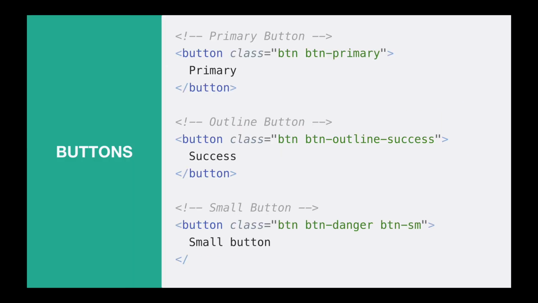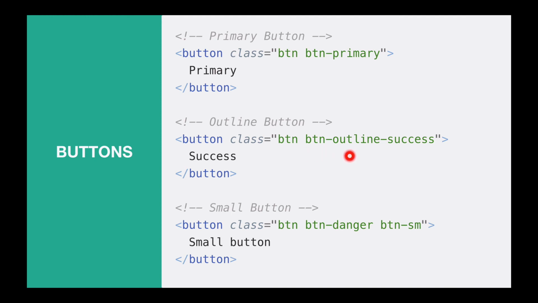So let's take a look at this. Here we have what the primary button looks like. Remember that primary color? It's kind of a blue. Well, this would create a blue button, okay? That's primary. If we wanted a green button, we can use the green success. Okay, so then we have, sorry, let me bring up my pointer here.